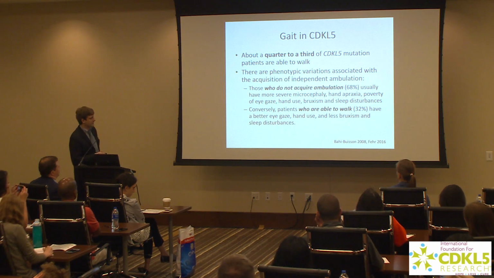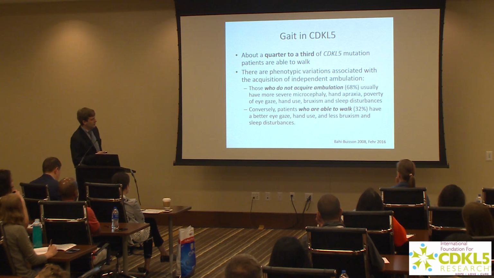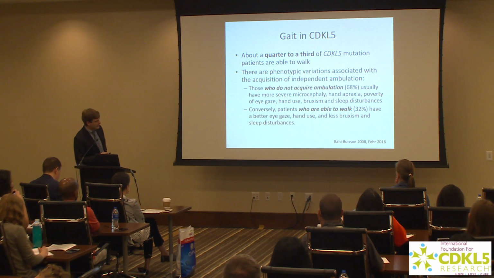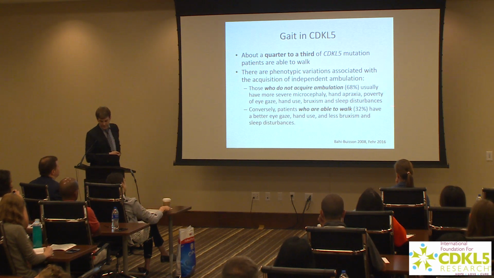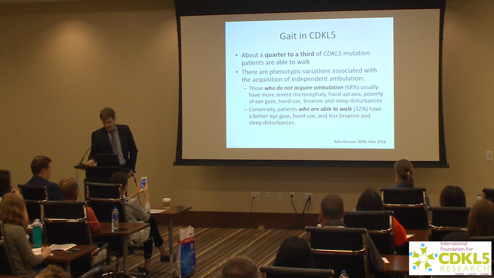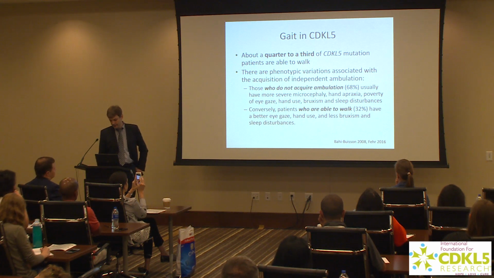And that is from a study from 2008 that you can really subdivide. Those who do not acquire gait usually have a more severe microcephaly, hand apraxia, poverty of eye gaze, hand use, the teeth grinding, the bruxism, whilst those who are able to walk tend to do better.